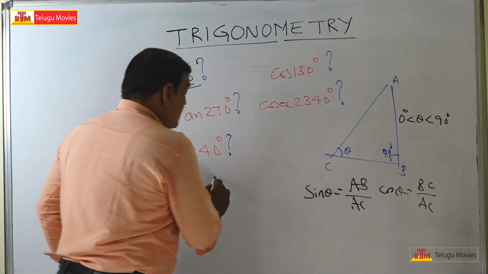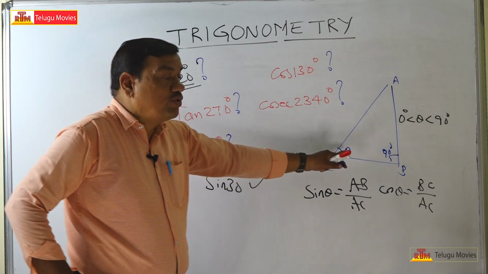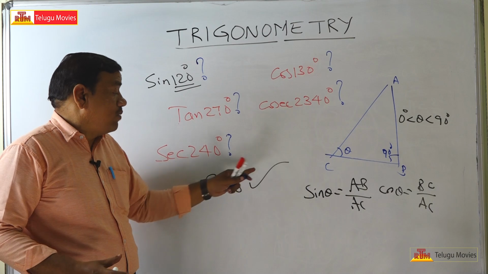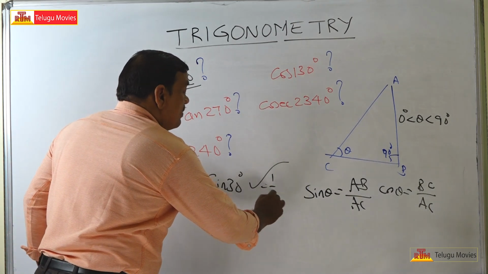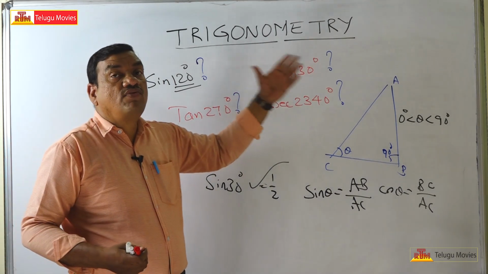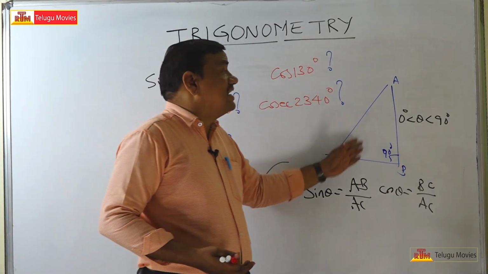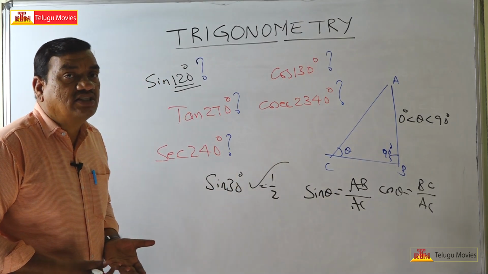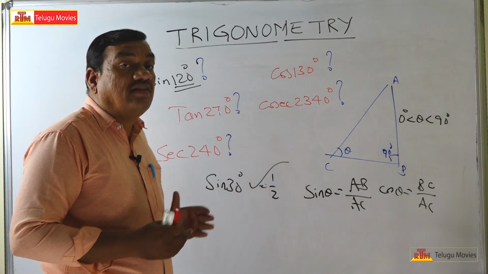If it is sine 30 degrees, okay, it is meaningful. Here theta is an acute angle, we can draw a triangle, put 30 degrees there, measure the opposite side and divide by the hypotenuse, and we will always get 1 by 2. But what about this 2340 degrees? What about cos 130? How can there be angles in a right angle triangle that are more than 90? So what is the actual definition of sine theta, cos theta, tan theta?